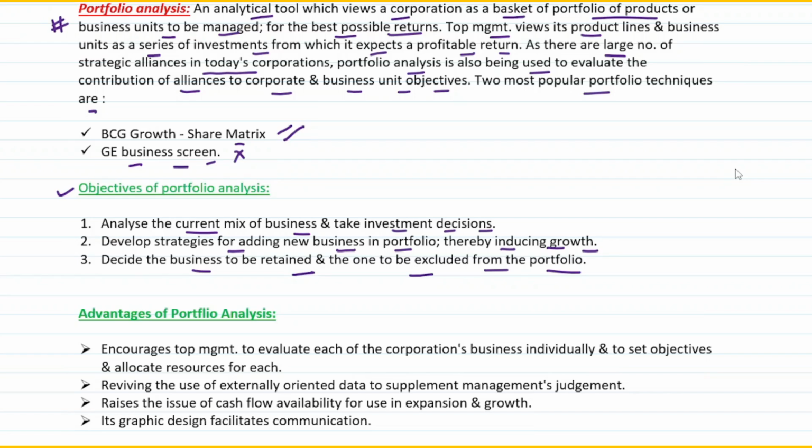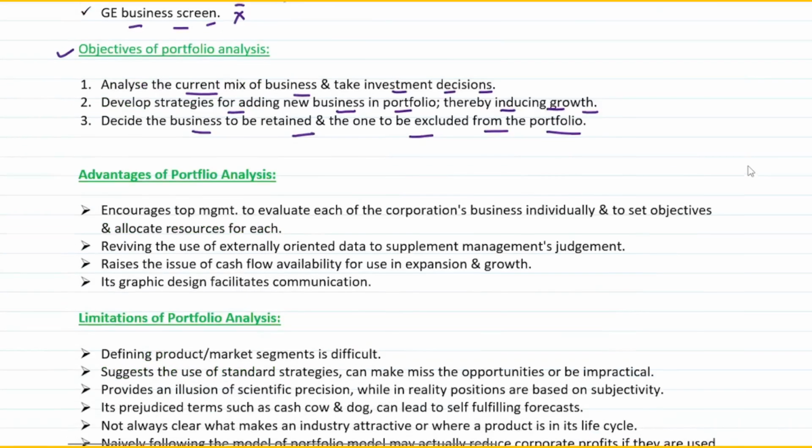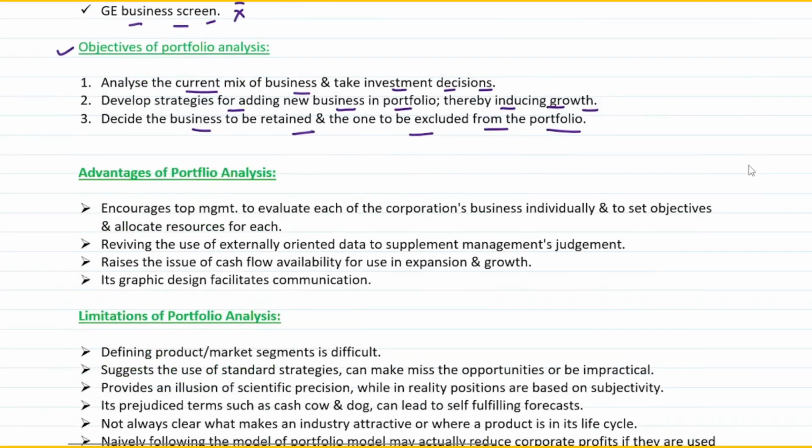So let's quickly revise. One is you analyze the current mix of business and take investment decisions based on that. You basically develop strategies for adding new businesses in the portfolio, thereby inducing growth. And finally, you decide the businesses that are to be retained and the ones that are to be excluded from the portfolio. Fine. What are the various advantages of portfolio analysis?